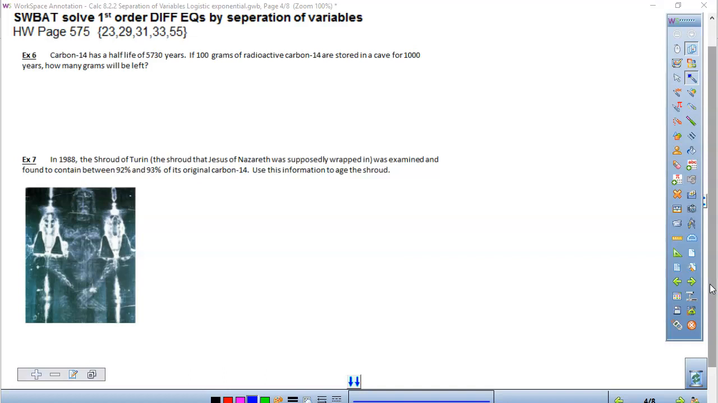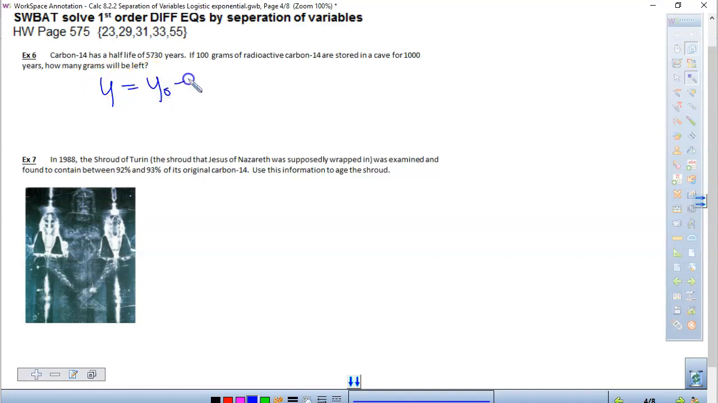Carbon 14 has a half-life of 5730 years. If 100 grams of carbon 14 are stored in a cave for 1,000 years, how many grams will be left? Let's see. We've got y equals y sub 0 e to the kt, e to the negative kt because it's decaying. So what do I plug in here? You put 100 grams for y sub 0.